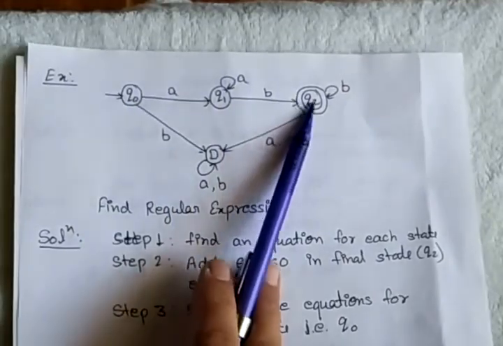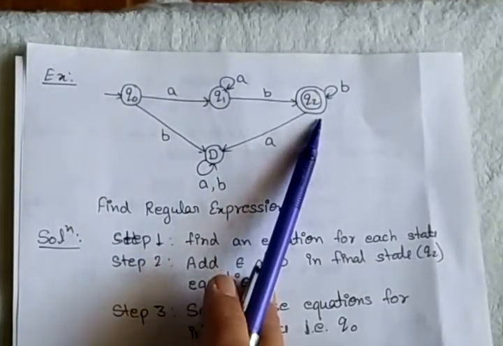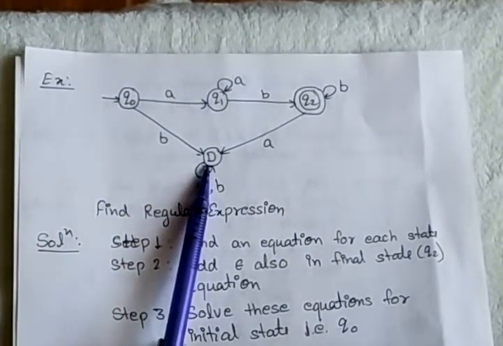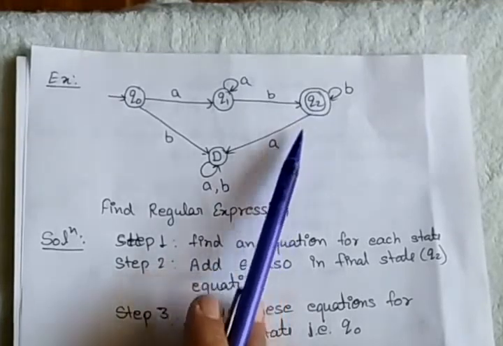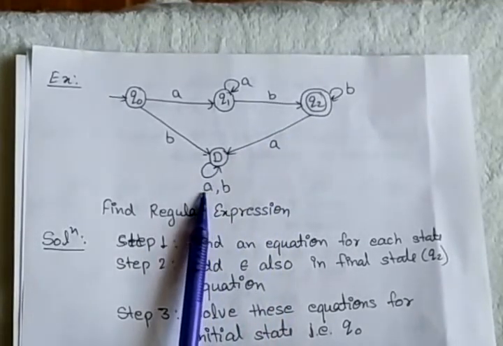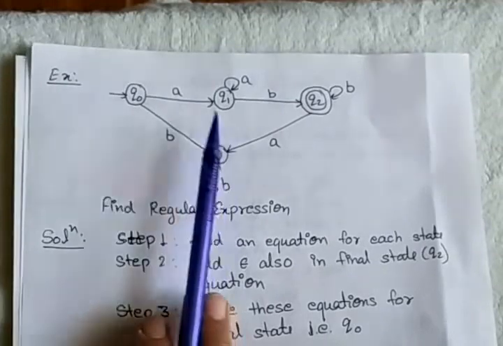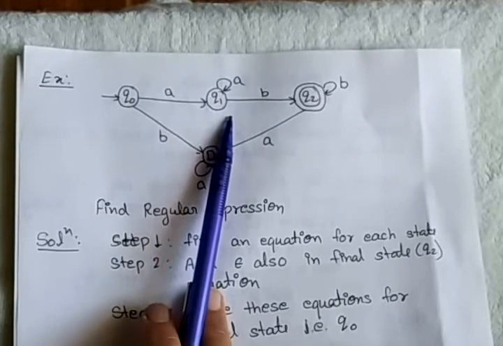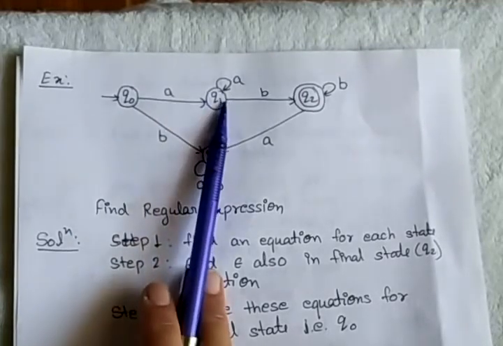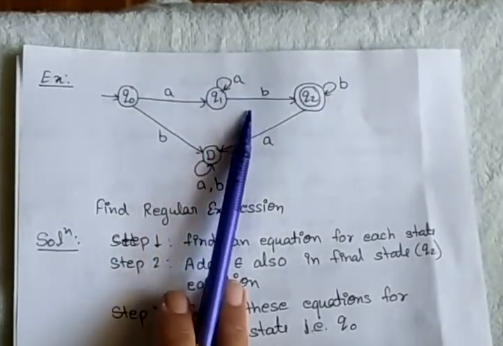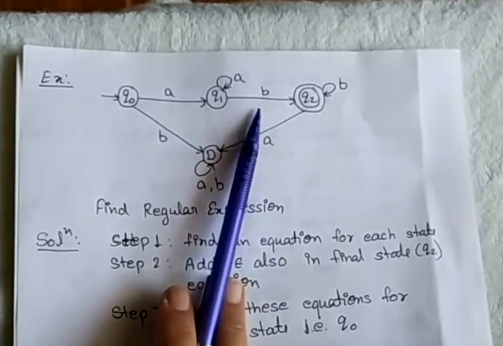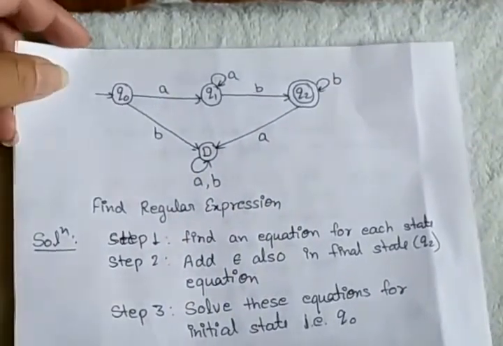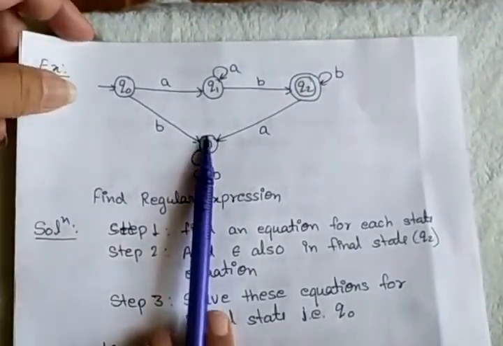And at Q2, we can read any number of B's. If we read A here, then we go to the dead state. And after Q2, if we read A, then again we go to the dead state. Now what is the language accepted here? This is a deterministic finite state automata for the language a to power n, b to power n, where n is greater than or equal to 1. Now we need to find out the regular expression for this automata.